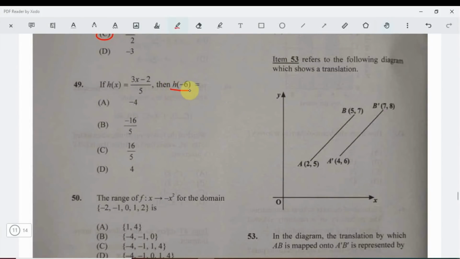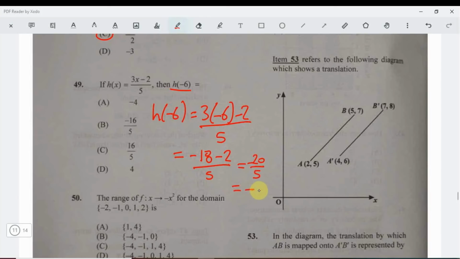Find what is h of negative 6. Input x as negative 6. So h of negative 6 is 3 times negative 6 minus 2, over 5. That would be negative 18 minus 2 over 5, which is negative 20 over 5, which is negative 4. That is option A. Alright, nice.